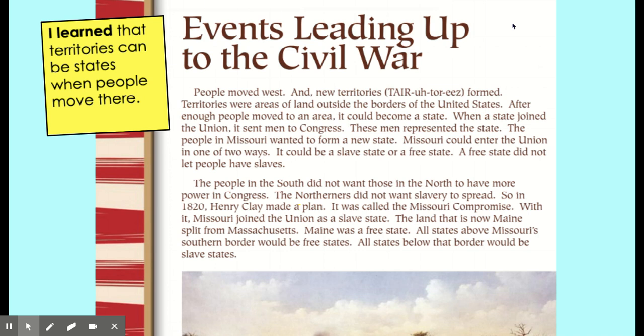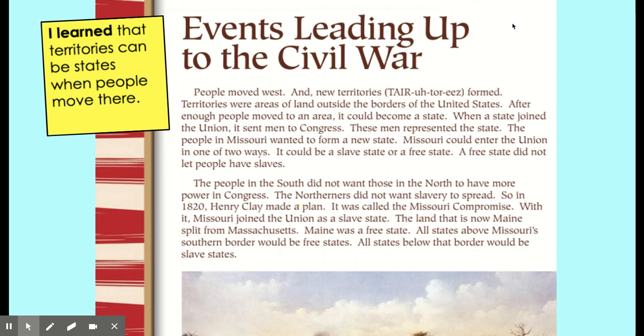Now, readers, I think this is something very important. So I'm going to stop right here and start thinking about what the author just told me. So the author is saying that when new states want to join the United States, they send people to Congress. And I'm thinking that when they go to Congress, these men represent the state and what the state wants. The author also pointed out that these men or the state could say if they wanted to be a free or a slave state.